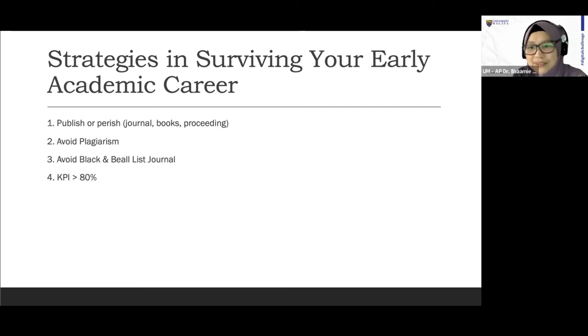And by publishing, it doesn't mean that you can publish anywhere. Universiti Malaya has allocated certain journals that you can publish in, which are the ISI and Scopus. I think all of you have heard of it. Has anybody not ever heard of what is Scopus or what is ISI? Anybody? You can respond in the chat area, by typing Y for yes and N for no.